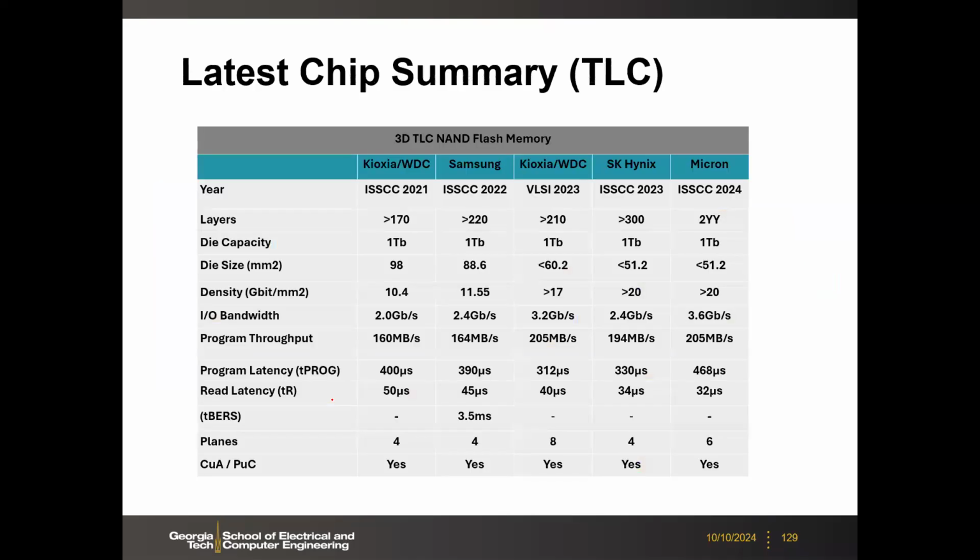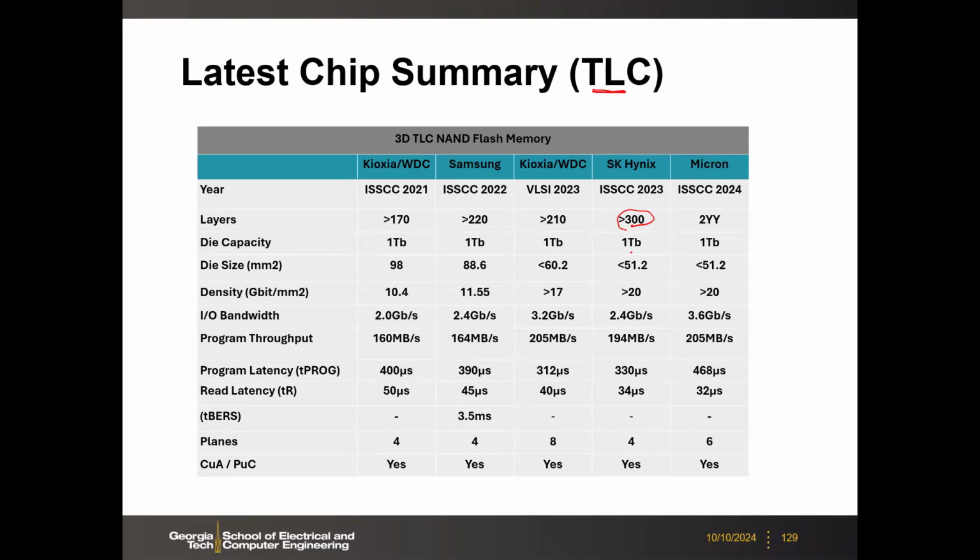So just 2 more slides. This is thanks to Sangwoo asking to update the data tables in recent years, because we used to have this survey like in 2002, but after that there are a few more publications in the field. So you see this is the latest chips published in the top conferences, and we split that into 2 slides. The first one is the TLC, 3 bit per cell, and then here, for example, you have those 300 layers from SK Hynix last year.